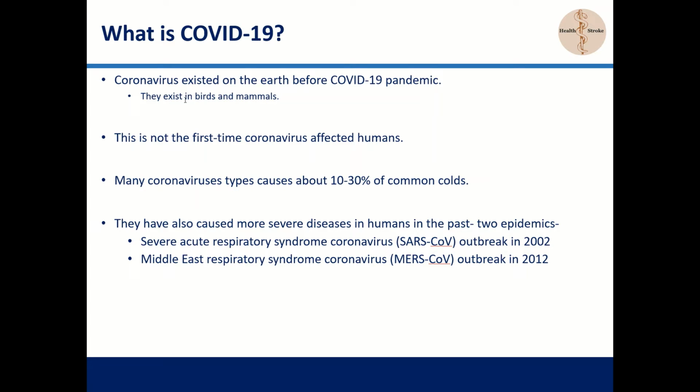And so this is not the first time coronavirus affected humans, and actually it does exist in birds and mammals. And one of the interesting facts, which even I realized while looking into the research, is that many coronaviruses cause about 1/3 of the common colds, and in the past there have been 2 outbreaks by this coronavirus infection, and everybody is aware: SARS infection in 2002 and MERS infection in 2012. They were both severe respiratory tract infections, very similar to COVID-19, but with some differences, which I'll be showing on the next slide.